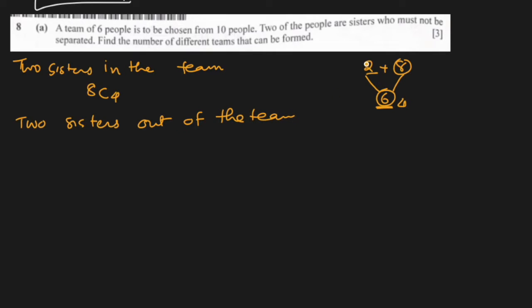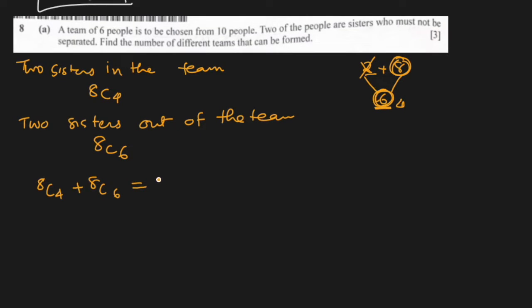That means these two are not in fray anymore. They will not be selected. We have to select all six from the remaining eight people. So it will be 8C6. And that's the total number of combinations possible. 8C4 plus 8C6, which is 70 plus 28, equal to 98 combinations possible.